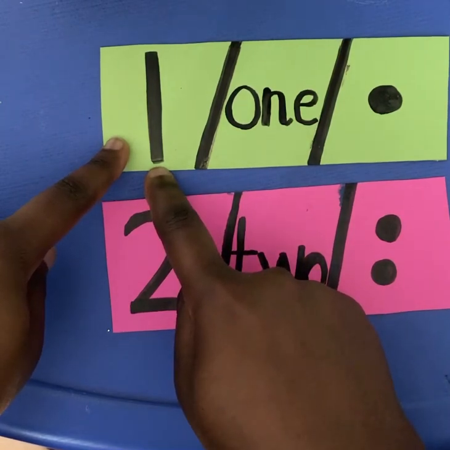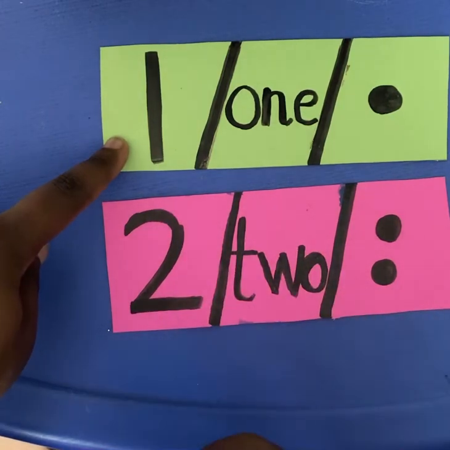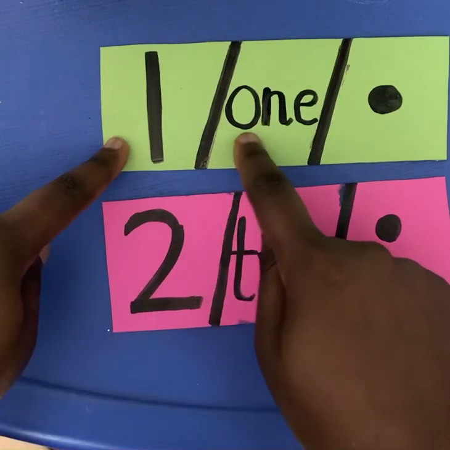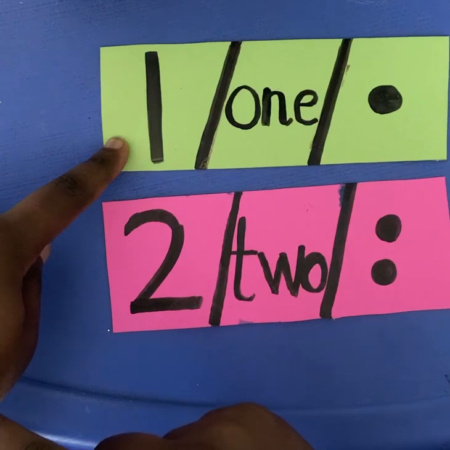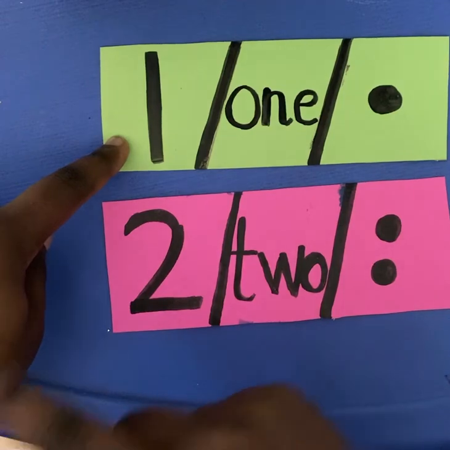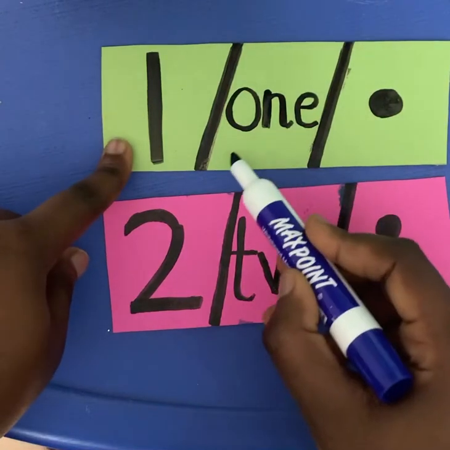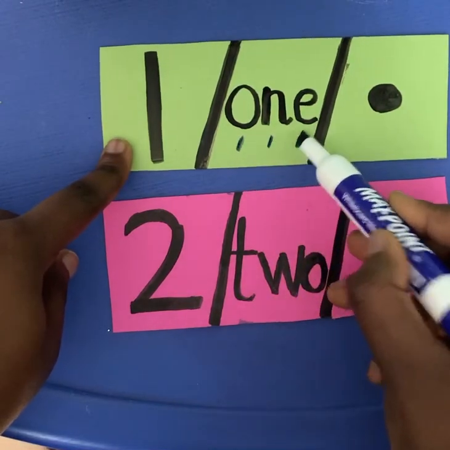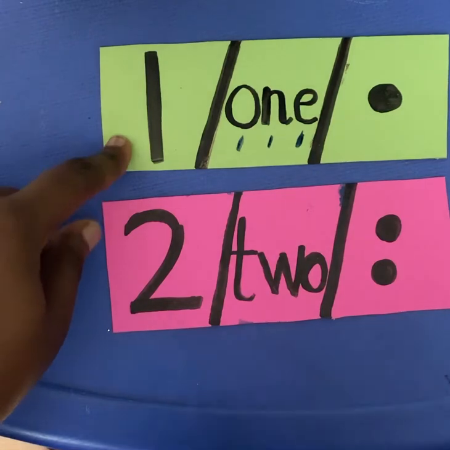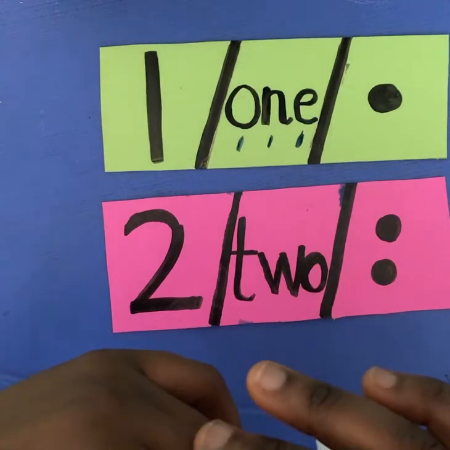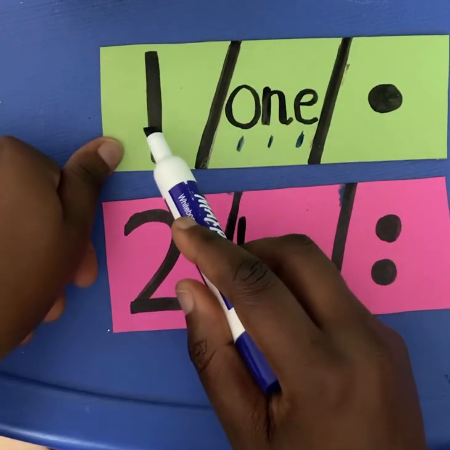Very good. And now let's write the number name 1 using the letters O-N-E. How many letters does the word 1 have? It has 1, 2, 3 letters. Again, 1, 2, 3. It has 3 letters. So when writing the number name 1, you have to know that it has 3 letters.